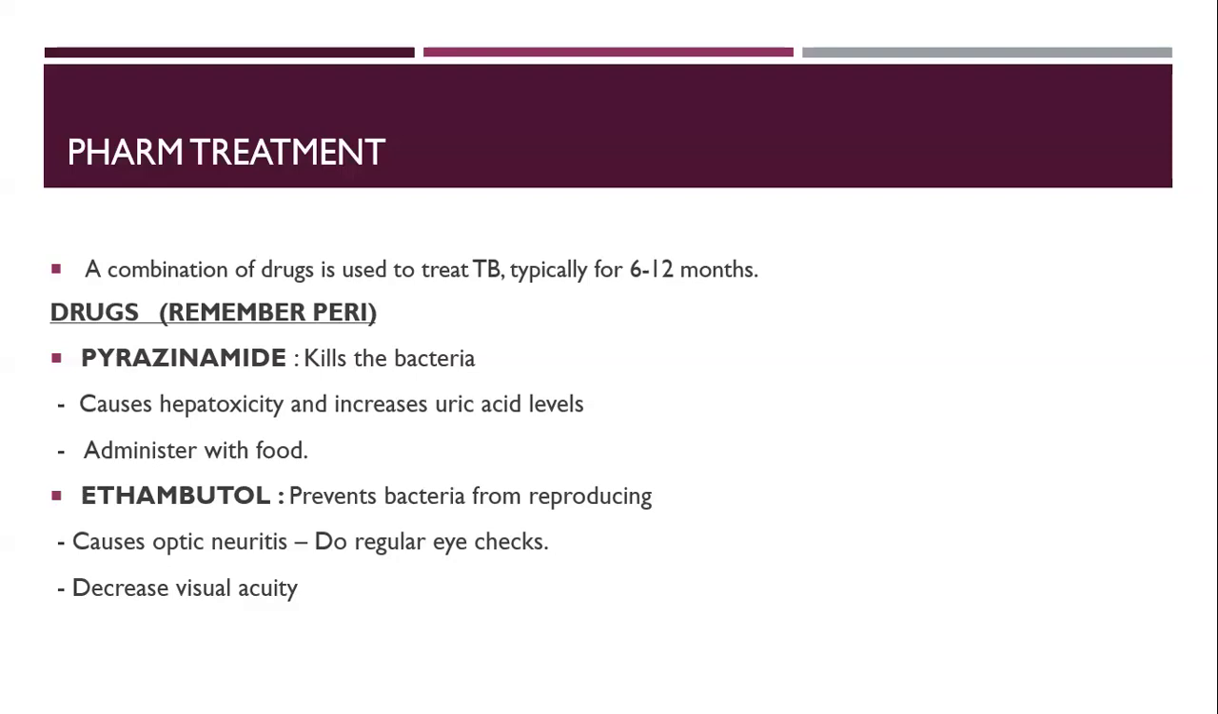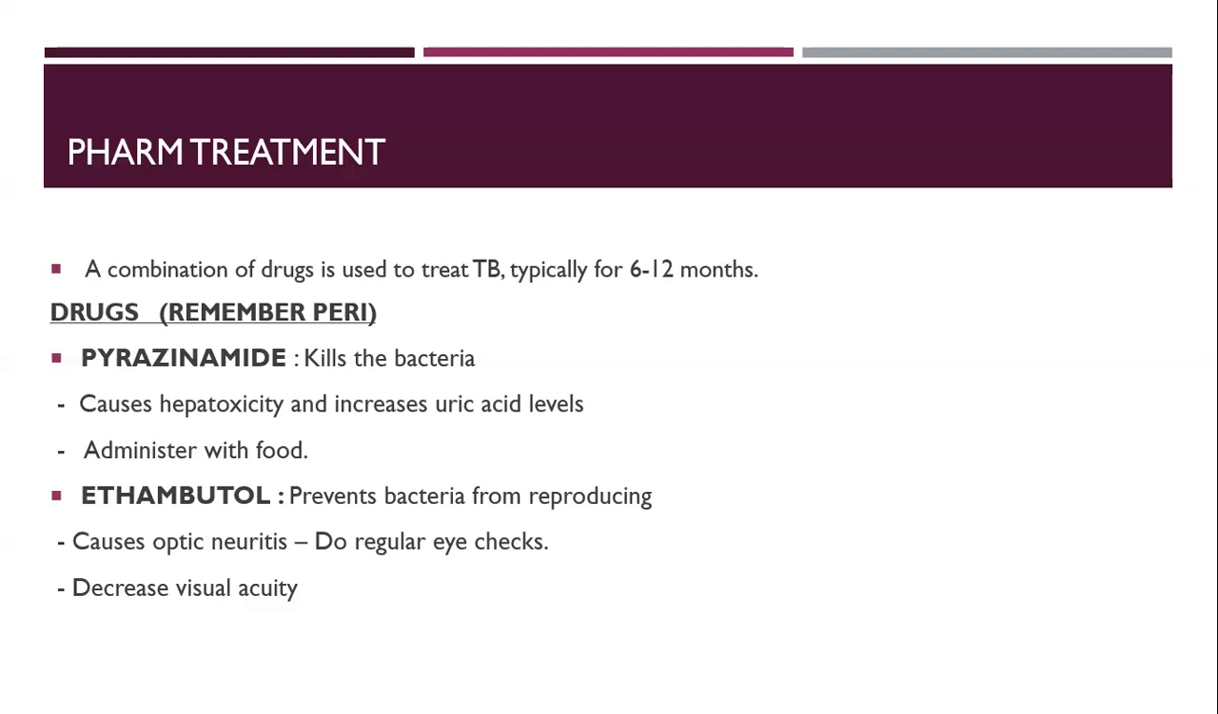So anytime we talk about TB drugs, remember the word peri, P-E-R-I. Peri is a word which stands for around, surround, about, near. So just use the word surround, around, about. Why? Because we need drugs that can surround the bacteria and prevent them from multiplying. That is why the word peri.